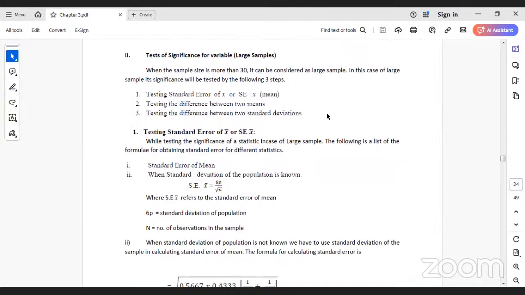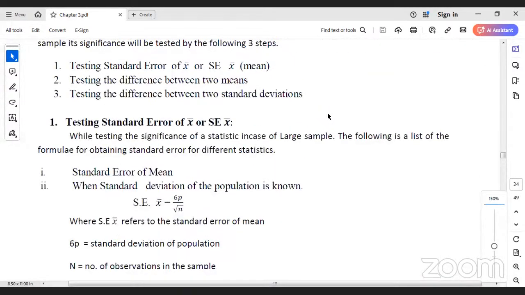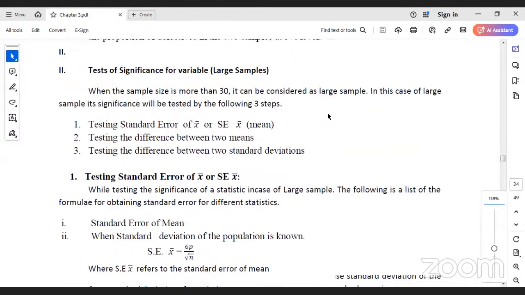Okay, so this is the next chapter. Test of significance for variables, that is large samples. Unit number 15, 16, 17. Okay, test of significance for variables, large samples. So in these large samples, nothing but if the sample size is more than 30, then we need to consider this method.